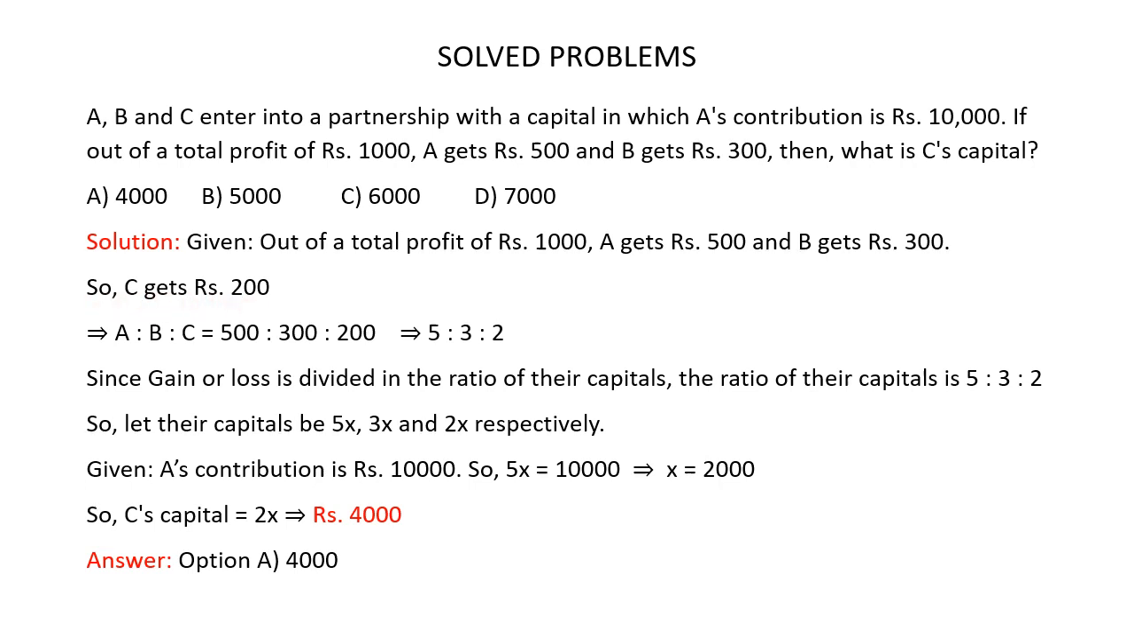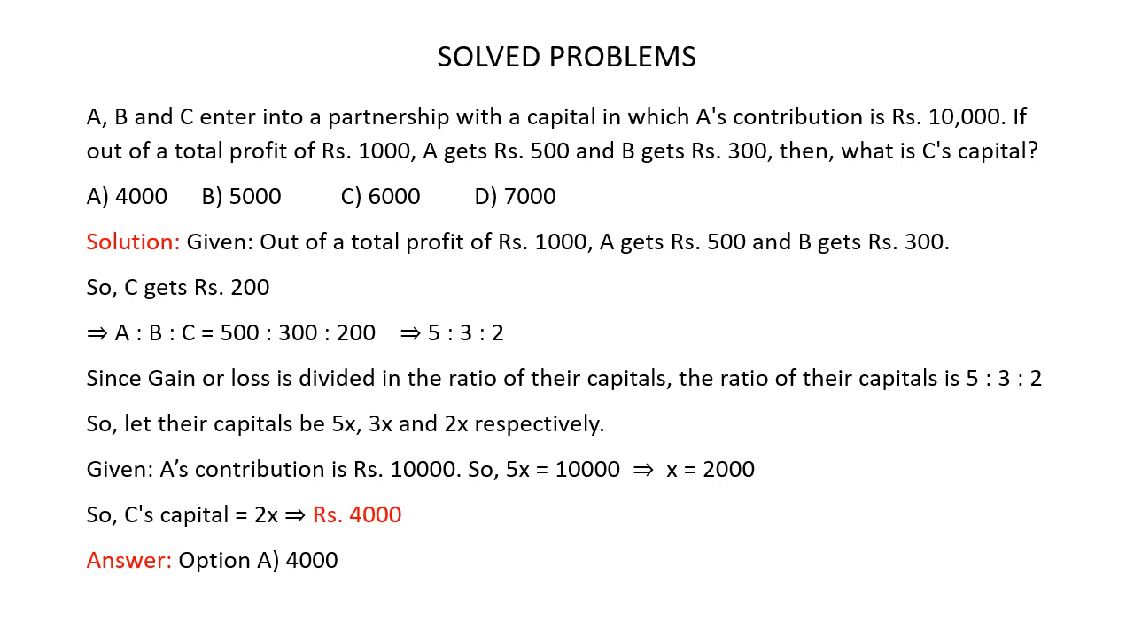So the ratio of profit of A, B and C is 500 is to 300 is to 200, which is nothing but 5 is to 3 is to 2. Now we know that gain or loss is divided in the ratio of their capitals. So the ratio of profit is 5 is to 3 is to 2, and hence the ratio of the capitals is also 5 is to 3 is to 2. So let their capitals be 5x, 3x and 2x. That is A's capital is 5x, B's capital is 3x and C's capital is 2x.